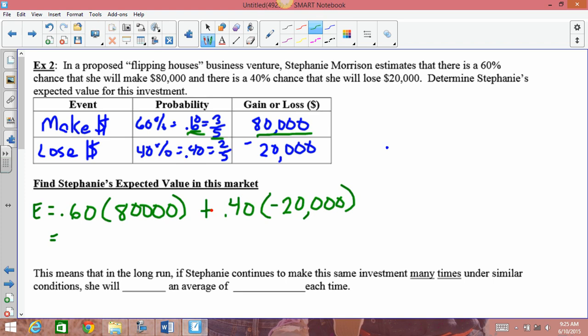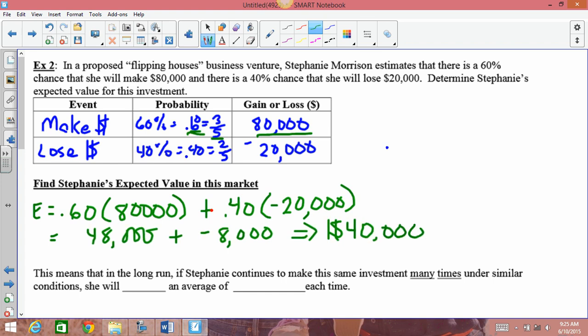I'll show a little bit of work here. 0.60 times 80,000 should give you 48,000. 0.40 times negative 20,000 should give you negative 8,000. Add those two together and you have $40,000, and it's positive. So you might be asking, okay, that's fine and dandy, but what does it mean? That's why I put this sentence underneath here.